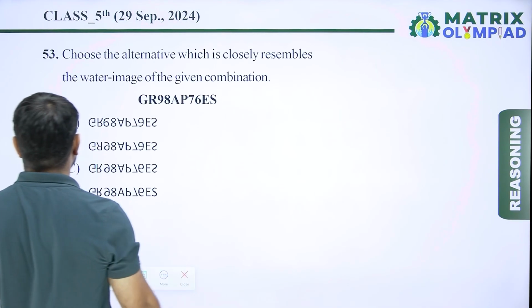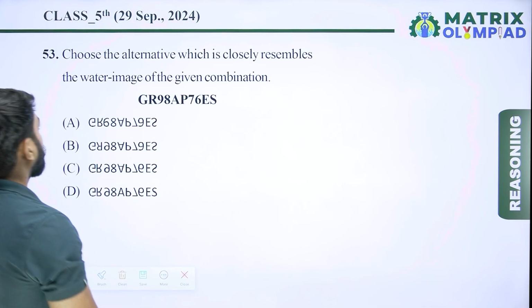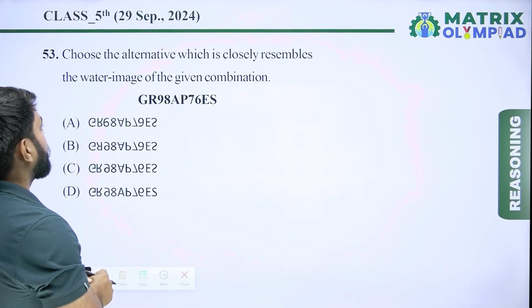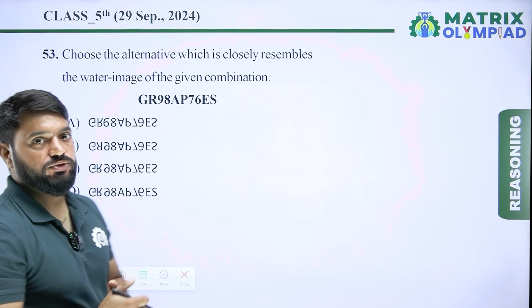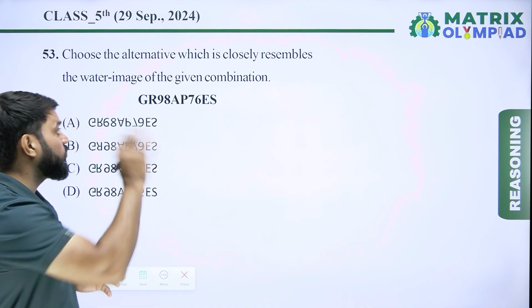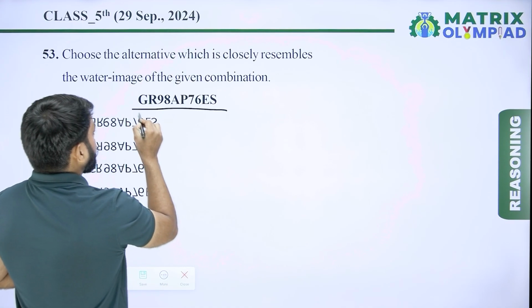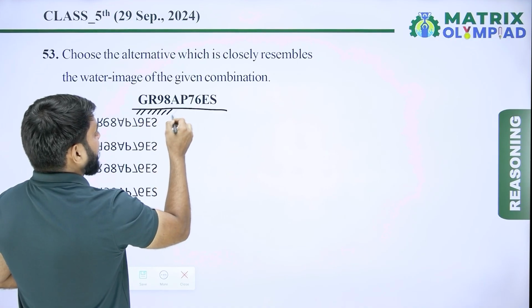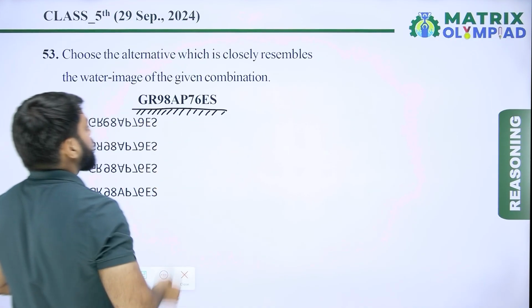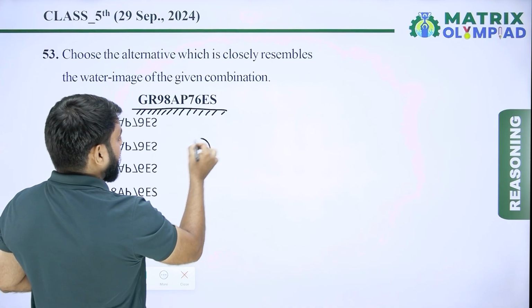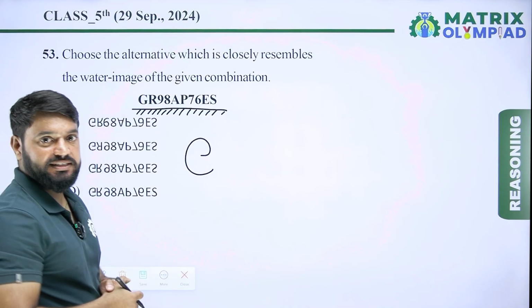So now the next question is question number 53. Choose the alternative which closely resembles the water image of the given combination. So find the water image of the given combination. In the water image question, the water is always at the bottom of the object. So first find the water image of G. So the water image of G looks something like this.